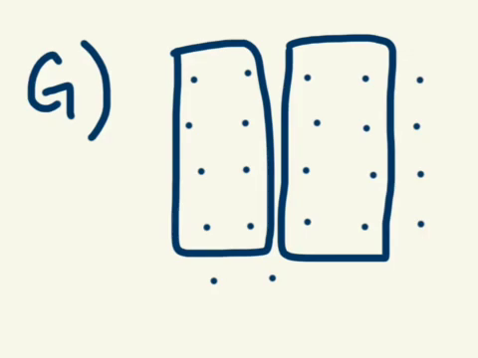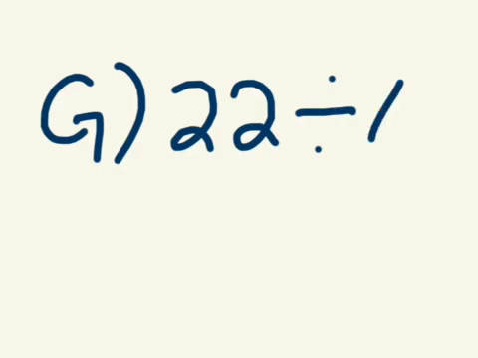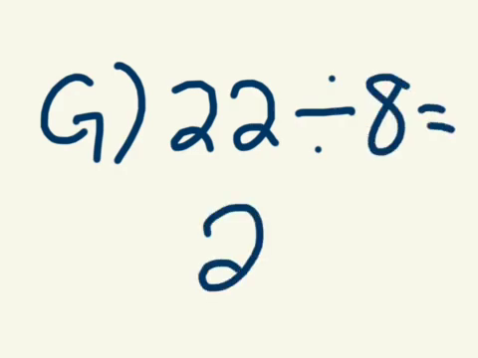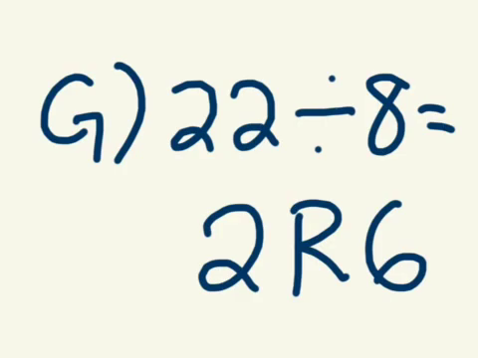For question G, we've got 22 counters and we're breaking them into groups of 8. You can see here that I've got 2 groups and I've got 6 left over. So you notice that when we have a bigger divisor, that's the number we're dividing by, then we can have a bigger remainder. So if we're dividing by 8, we could have a remainder of 6 or 7. But if we were dividing by 2, we could never have that big of a remainder. So our answer for 22 divided by 8 is that we have 2 groups with a remainder of 6.